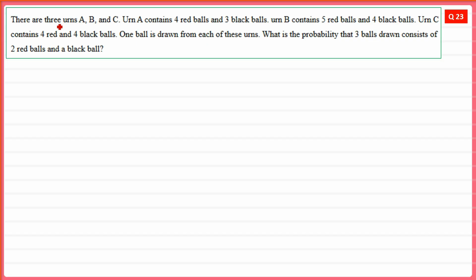There are three urns, A, B, C. So an urn is a bag or a container kind of thing. It's actually cylindrical or circular, which means you can call it a 3D shape.